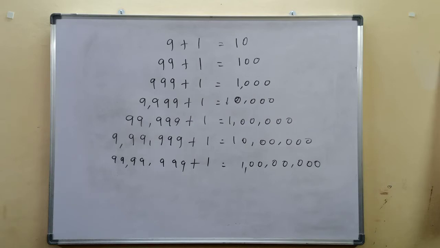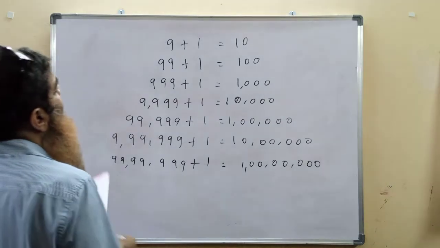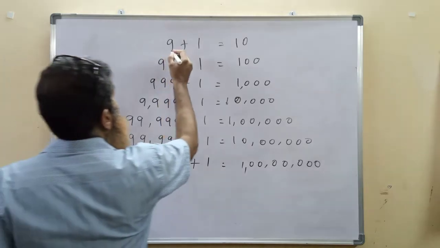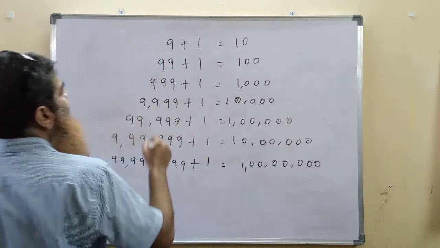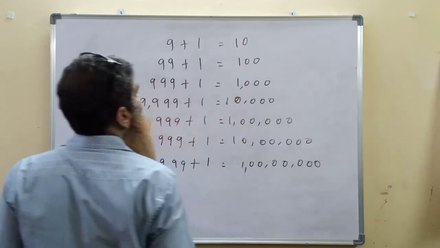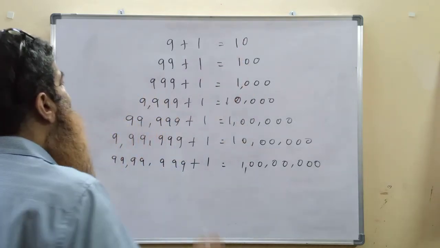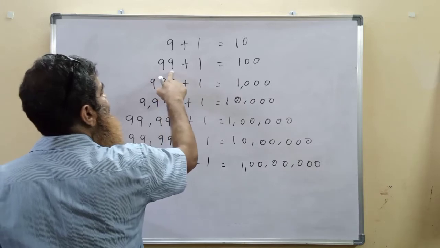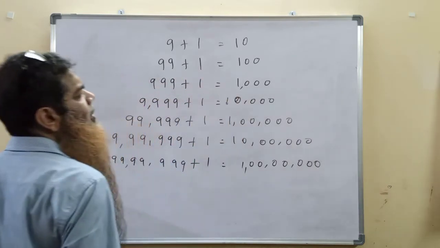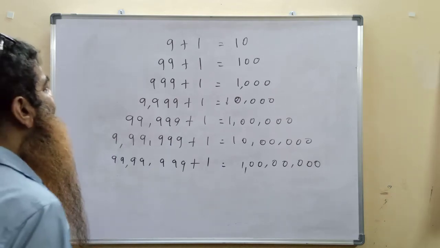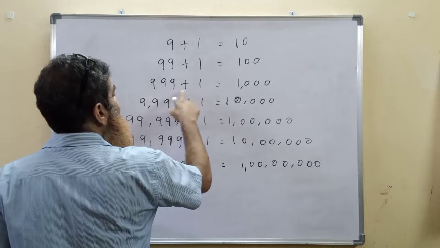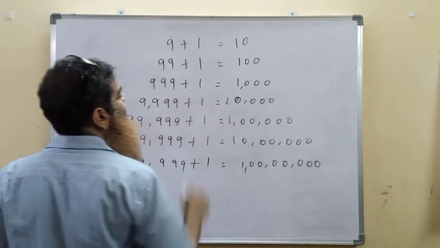Now let's observe the pattern and do a little bit of exercise. We know 9 is the largest single digit number. If we add 1 to it, we get 10, the smallest two digit number. The largest two digit number is 99, and if we add 1 to it, we get the smallest three digit number, called 100. The largest three digit number is 999. If we add 1 to it, we get the smallest four digit number.